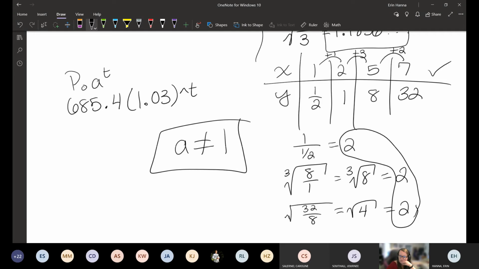The first question on the homework is asking for what?